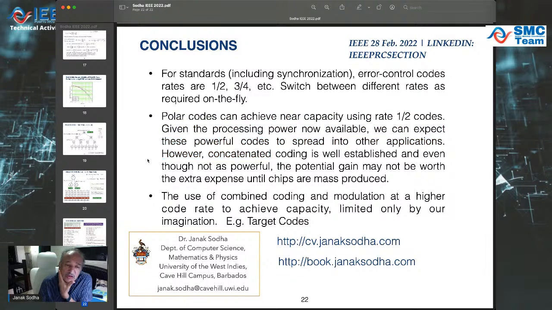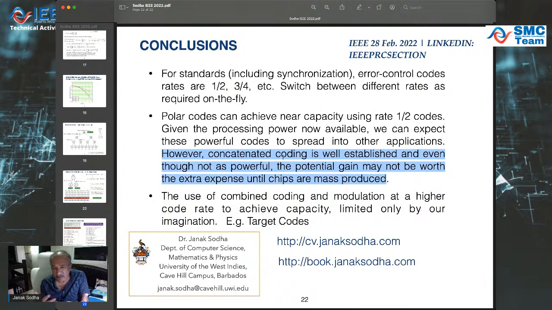It should be noted that even though that kind of power is available, concatenated coding is well established, and even though not as powerful, the potential gain may not be worth the extra expense until chips are mass produced. So for example, the error control coding mechanism used on your SIM card, on your SSD cards, will not be polar codes. That's an overkill.